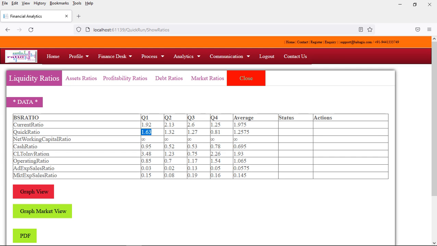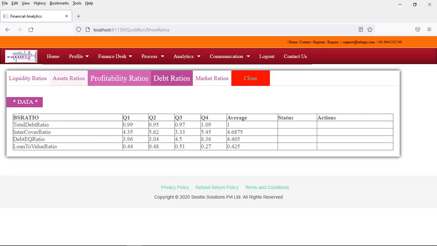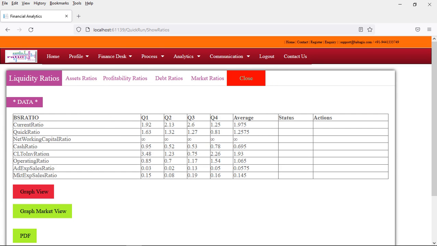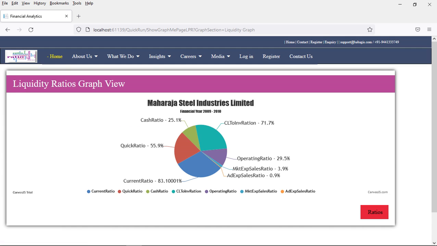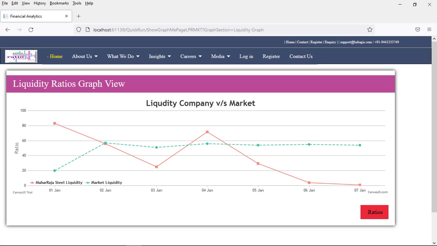Like, what does it mean, 1.92 for the current ratio? What is 1.63 for the quick ratio? And quarter one, quarter two, like that. Then go to the assets, the same thing, and profitability. All these ratios are calculated based on the balance sheet provided. You can also see the graphical view of the data. This shows how the liquidity ratio is spread against each ratio, which is bigger, which is smaller, so it's easy to interpret. You can see which is spreading, which is not, and how much is to be done. That's the graphical view.